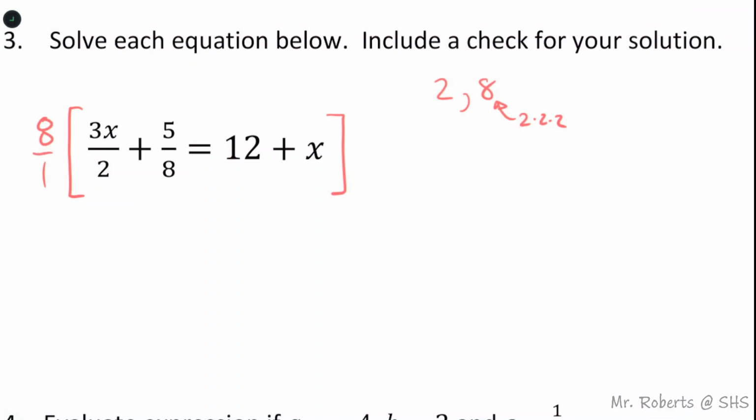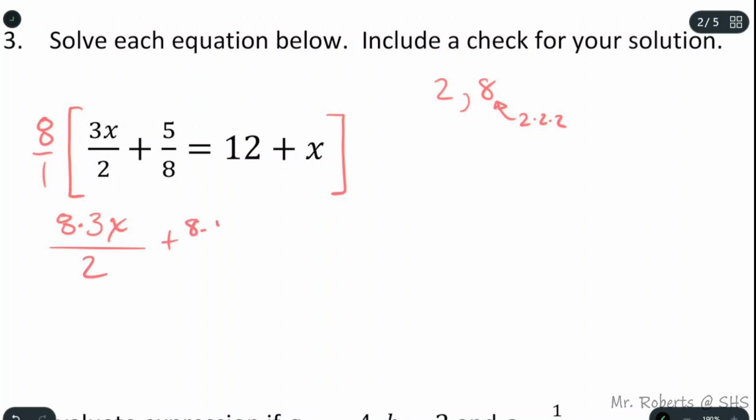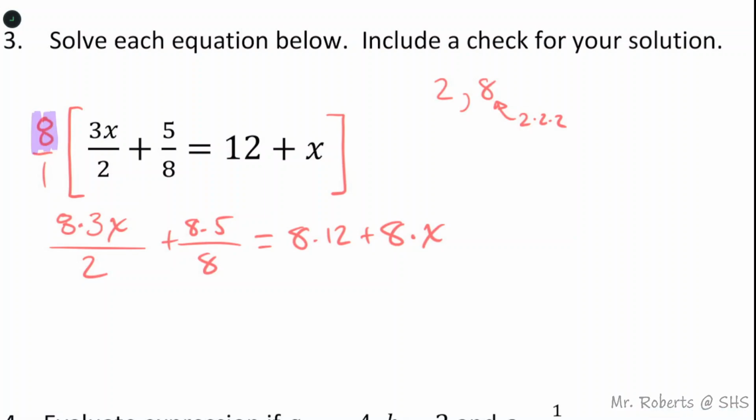It will bust each and every one of the fractions. So I'm going to push a factor of 8 across this equation. When I do, I get the following, right? This becomes 8 times 3x over 2 plus 8 times 5 over 8 equals 8 times 12 plus 8 times x. Visually, I can see my intent was to give every single term, if there's a fraction, a factor of 8. And you can see I put one here, here, here, and here. Verify it. This got an 8, this got an 8, this got an 8, and this got an 8.